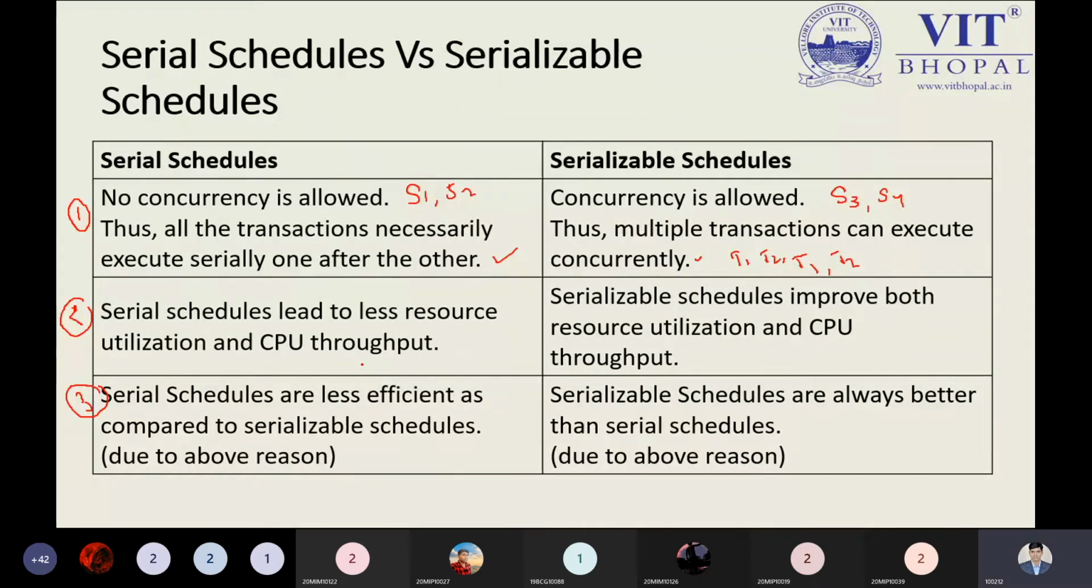Serial schedules are less efficient as compared to serializable schedules. Due to the above reason, I have already marked this point. Serial schedules are not much efficient, while serializable schedule is always better because we have the maximum utilization of the resources. From this point, we have to keep in mind all the things properly. Let us understand. See, how can you say that, sir? How can you say resource utilization? Let me explain my answer.